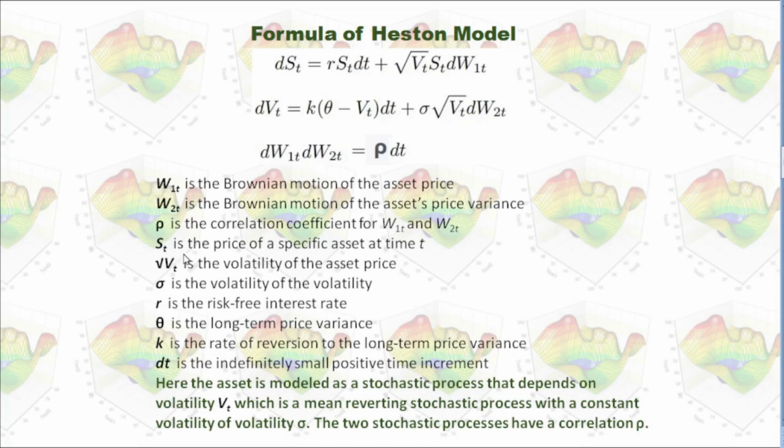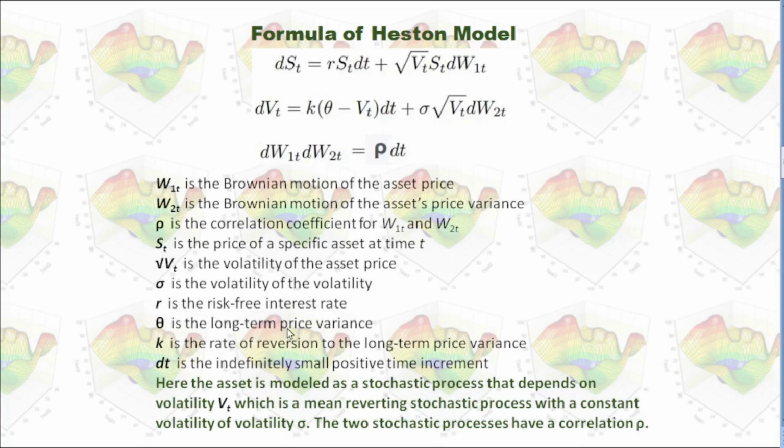And St is the price of a specific asset at time t. Square root Vt is the volatility of the asset price. And sigma is the volatility of the volatility. So, please note, although the volatility is not constant in Heston model, the volatility of the volatility sigma is constant in Heston model. And r is the risk-free interest rate.